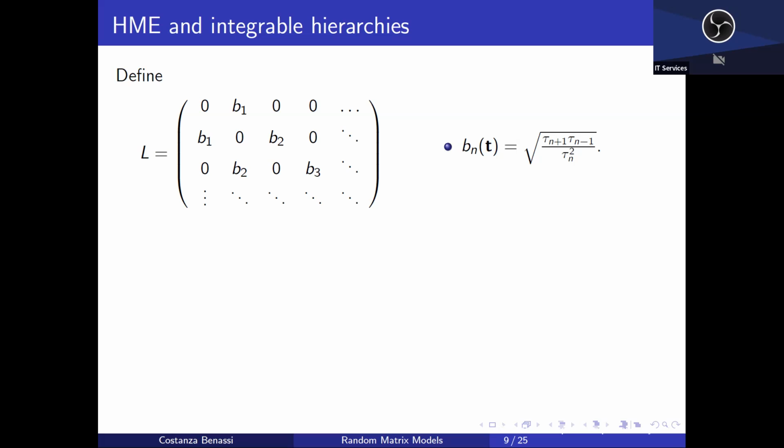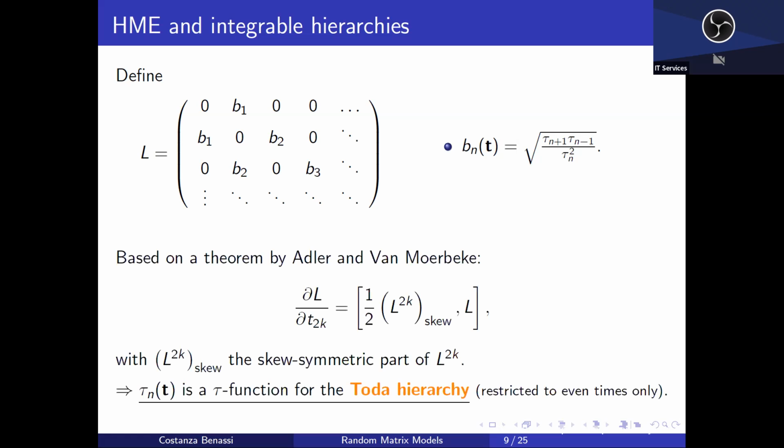So these bn's are just tau n plus 1, tau n minus 1 divided by tau n squared, all under a square root. You could think, so these bn's here depend on n, so depending where you are along your diagonal, and on the coupling constants that are hidden in the tau. And based on a theorem by Adler and van Moerbeke, it's very well known that this semi-infinite operator is actually the Lax operator for the Toda hierarchy.